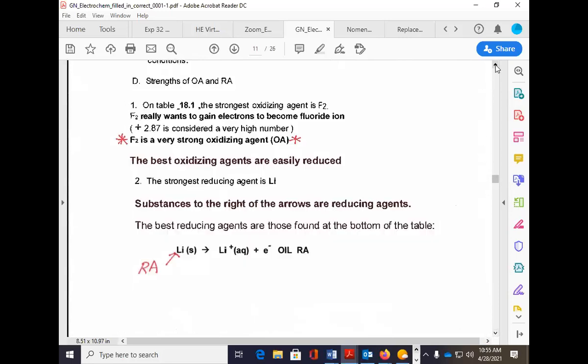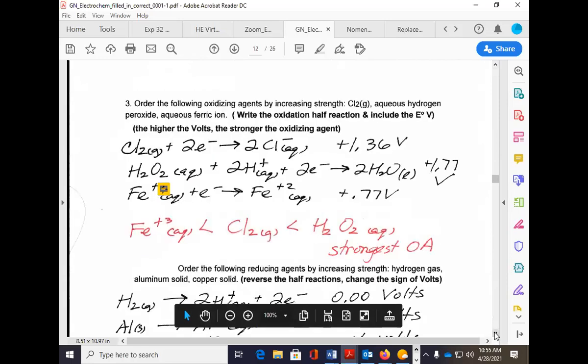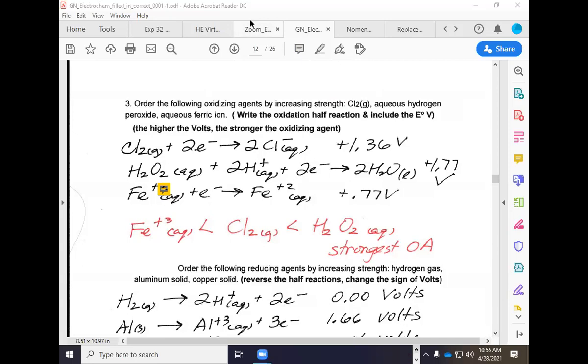Oops, okay. Did anyone need more time copying that down? Okay, then we have a little problem. It's asking us to put the oxidizing agents in order. So chlorine gas, hydrogen peroxide, ferric ion.